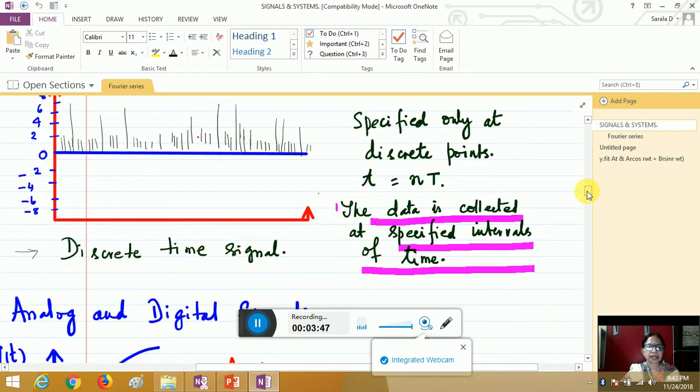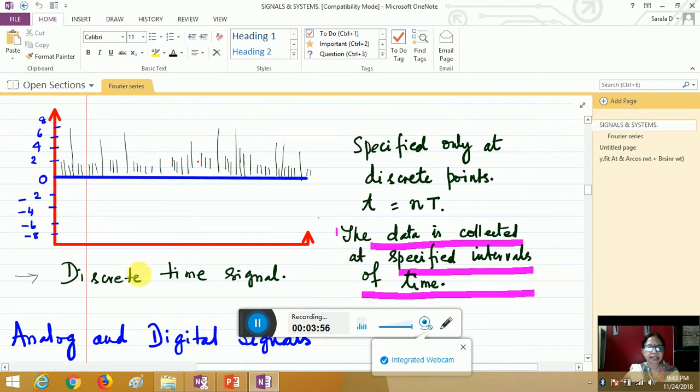Next, discrete time signal. You can see on the x-axis there is time, and on the y-axis the amplitude is plotted. This is specified only at discrete points, t equal to nT. The data is collected at specified intervals of time. As you can see, at some points it is low, some points it is high, low, high, and so on. So these are known as your discrete signals.